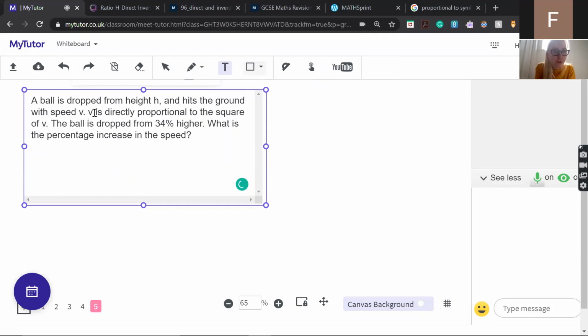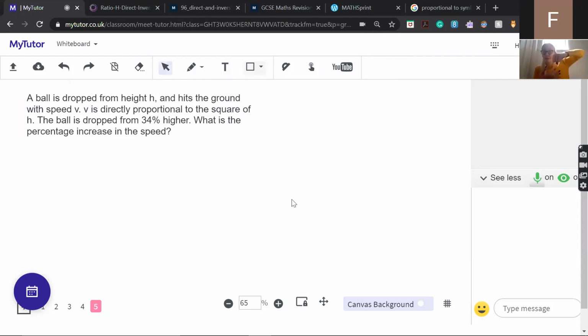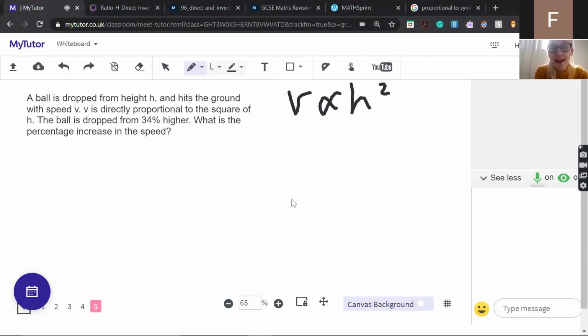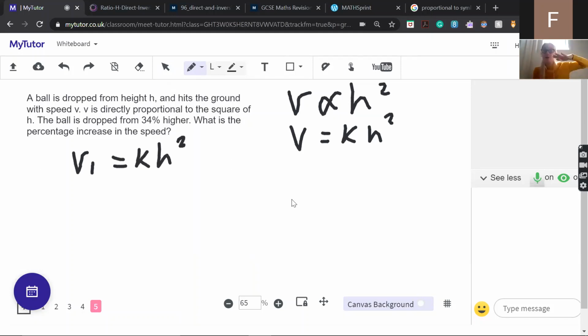V is directly proportional to the square of h. Nothing I've said so far has been incorrect. If you drop it from twice as high, it's 4 times as fast when it hits the ground. More examples of why Molly shouldn't come up with questions on the spot. So V is directly proportional to the square of h. V equals kh squared. So we've got V1, that first velocity, and that's equal to k times the height squared.